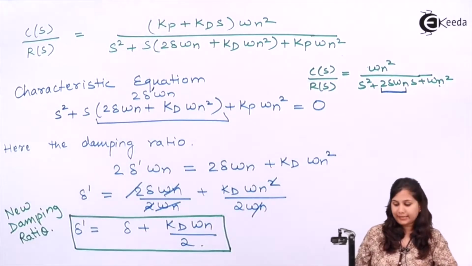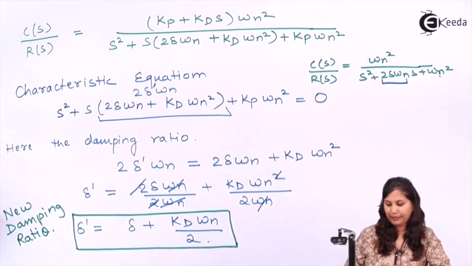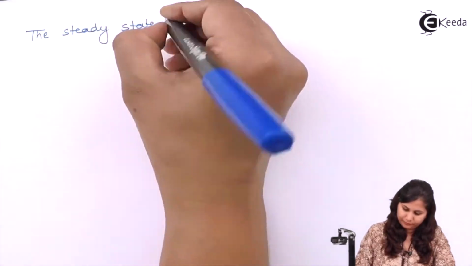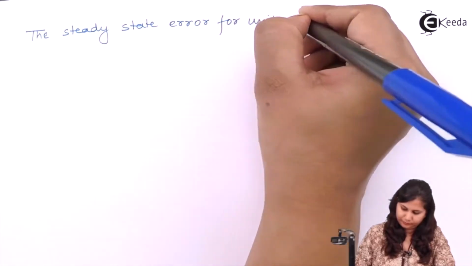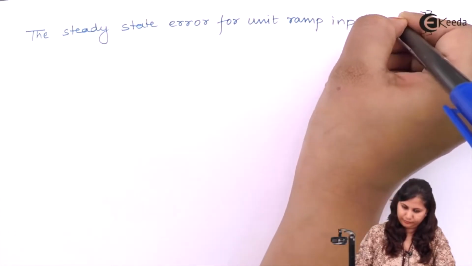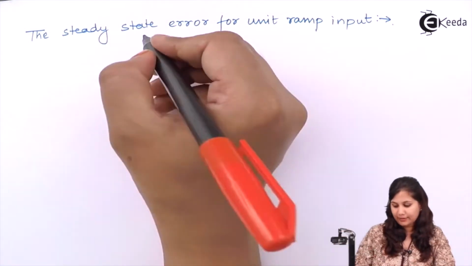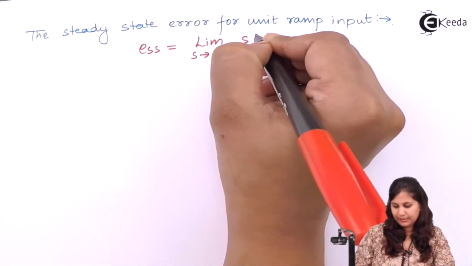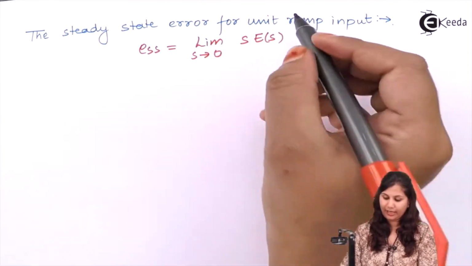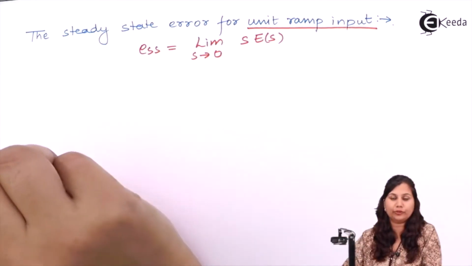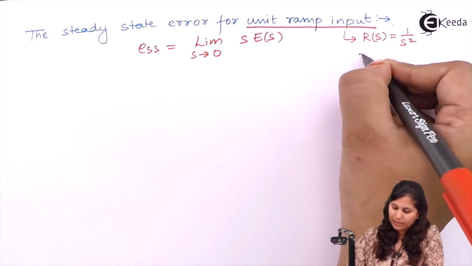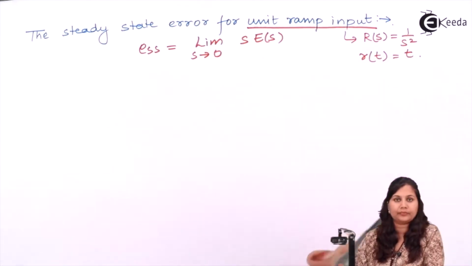Now, if we calculate the steady state error for ramp input, which is applied to the second order system, then the steady state error is given by the formula ESS equals limit s tends to 0 of sE(s). And here we have to calculate the steady state error for unit ramp input. So for unit ramp input, R(s) equals 1 upon s square. Input signal is t.